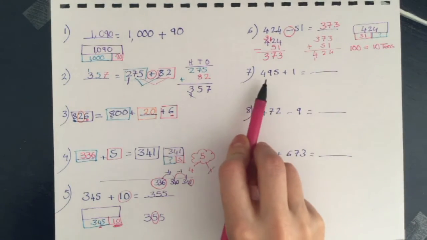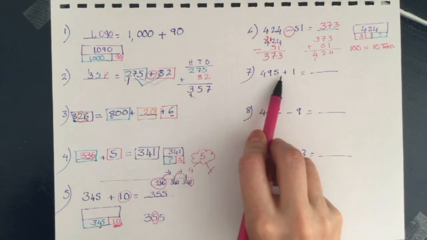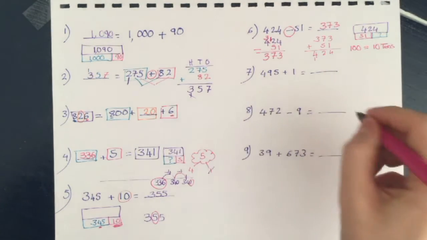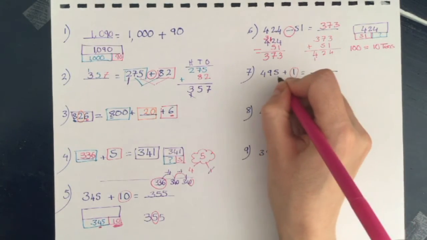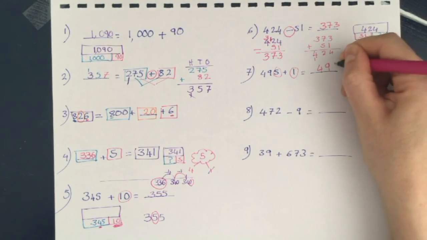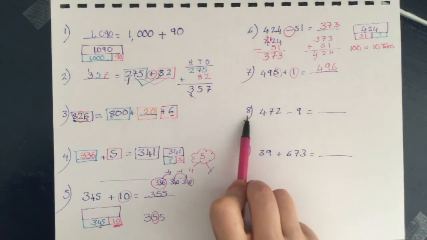Next one. So we have 495 plus 1 equals something. Well, we know that the only one that is going to change is the ones. So 496.